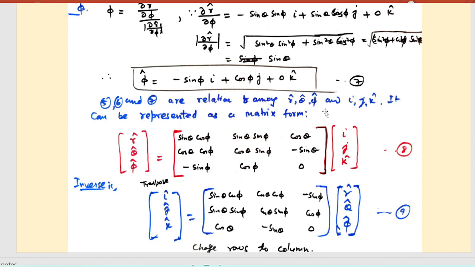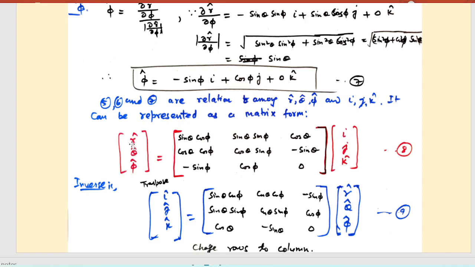So we can write a relation between r cap, theta cap, phi cap and i cap, j cap, k cap. The unit vectors in spherical and Cartesian coordinates can be represented in matrix form. Suppose r cap, theta cap, phi cap, and we write the coefficients of these vectors as the components of this matrix. Sin theta cos phi, sin theta sin phi, cos theta, because theta cap has this component cos theta cos phi, cos theta sin phi, minus sin theta, and phi cap has minus sin phi, cos phi and 0. And these Cartesian unit vectors i cap, j cap, k cap.